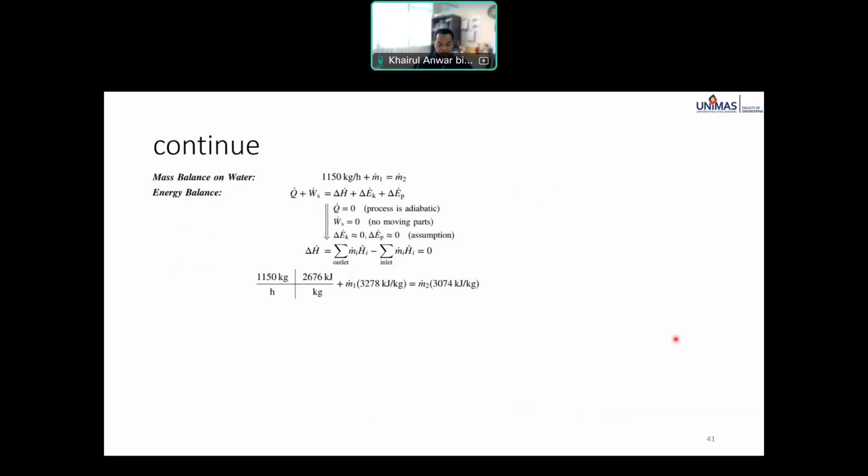Next is the energy balance. Start with the equation for an open system. Identify which term is 0. In this case Q is equal to 0 because the process is adiabatic. There is no moving part, so Ws is equal to 0. And delta EK, delta EP is 0. That is based on the assumption.